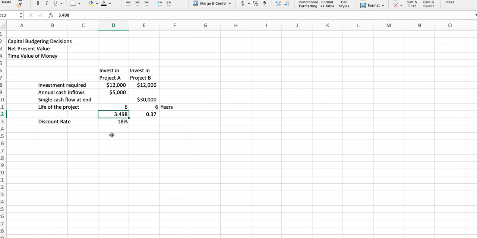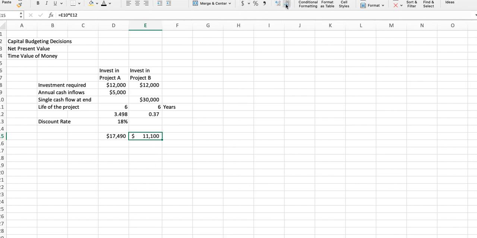And so what we're saying here, and a lot of you will already understand this, but if this is new to you, I want to explain it. What this is saying is the present value, in other words, what it's worth today, of $5,000 every year for 6 years, where I could earn 18%, is $17,490. And this $30,000 that we're going to get in 6 years is worth $11,100 today. So what this means is if I took $11,100 and invested it at 18%, in 6 years I would have $30,000. Okay?